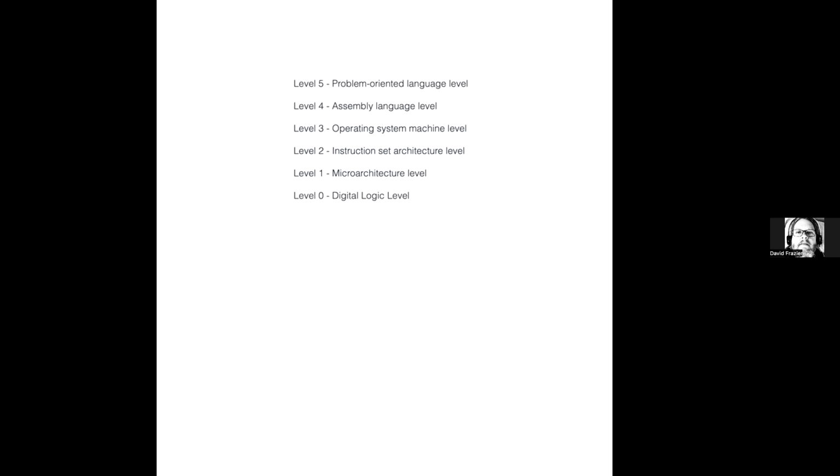So that's why, if you're writing in Python, for example, at level 5, you don't care about any of that. All of it has been abstracted, but it's been abstracted because somebody has bothered to create, for every bit of hardware, this microarchitecture, this instruction set, the operating system, and the assembly level language. All of that is assumed to be in place. So that's what's happening there.